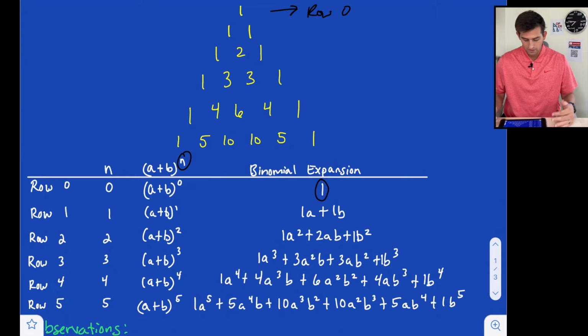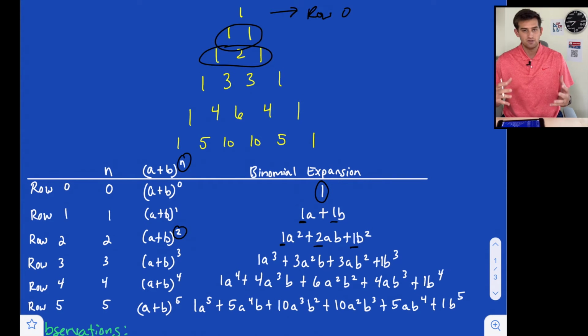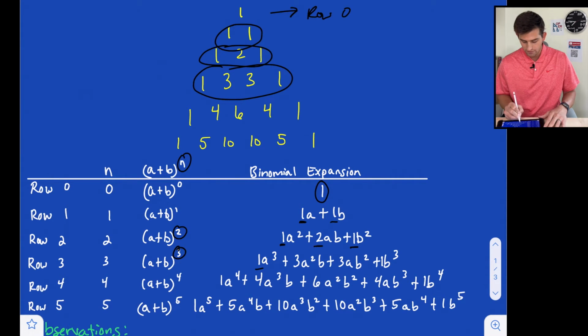So then row 1, we have an exponent of 1, or n is 1, and so that gives us 1a plus 1b. So notice that the two numbers there, those are our coefficients of our two terms. Okay. So row 2, we have an exponent of 2, and notice our numbers here are 1, 2, and 1, so our coefficients are 1, 2, and 1. Okay, and we'll talk about the degree on each of our terms in just a minute. So then we go to row 3, and we have 1, 3, 3, 1. So there's our coefficients, 1, 3, 3, and 1.